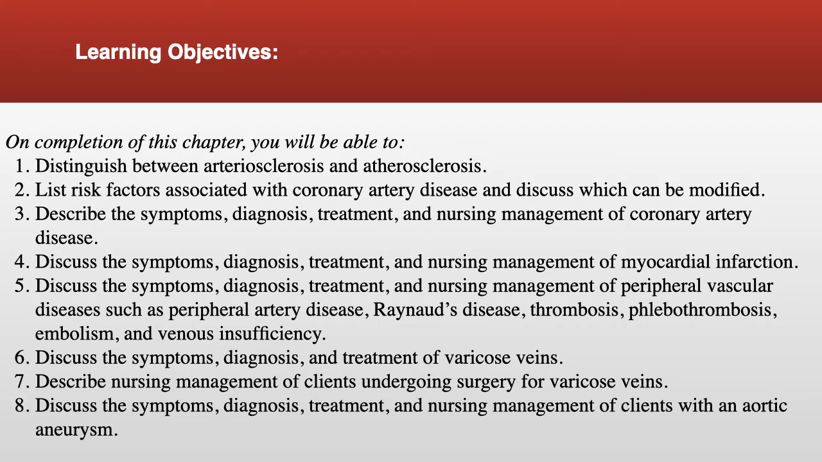So the learning objectives for Chapter 25 are as follows. Distinguish between arterial sclerosis and atherosclerosis. List the risk factors associated with coronary artery disease, also known as CAD, and discuss which can be modified. You should describe the symptoms, diagnosis, treatment, and nursing management of coronary artery disease.